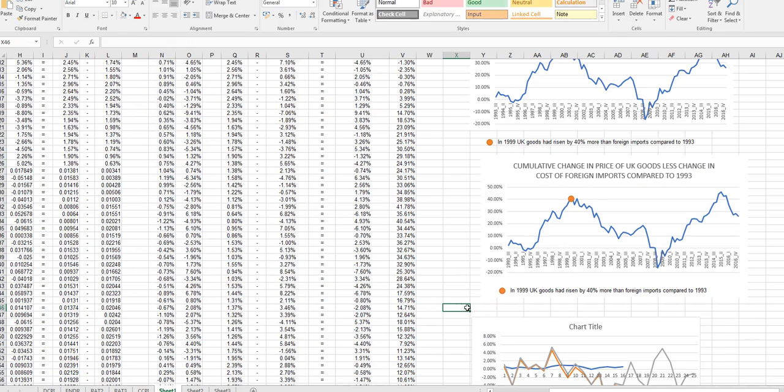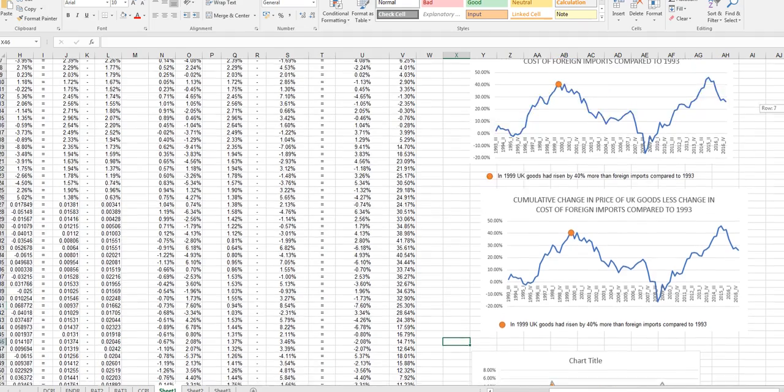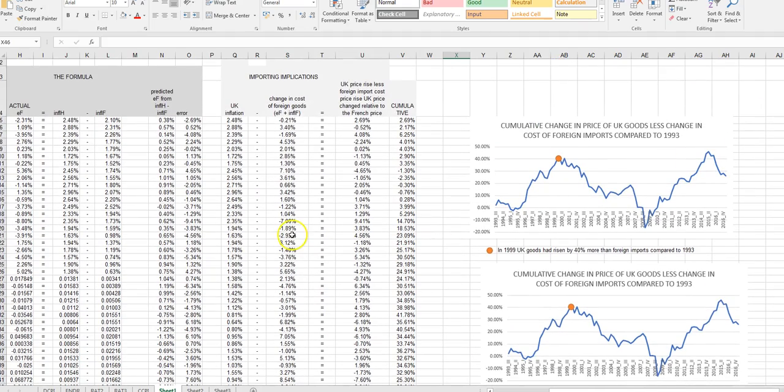Right, well, I hope that's given you some idea as to how to approach the problem of testing purchasing power parity using the Excel approach. I've done no more than add and subtract figures, but as I hope you can see, there's a lot to do in terms of thinking through the problem and presenting the data and explaining it.